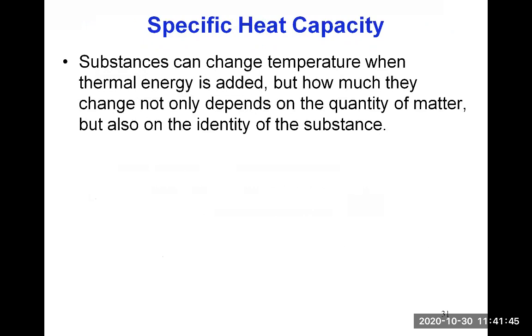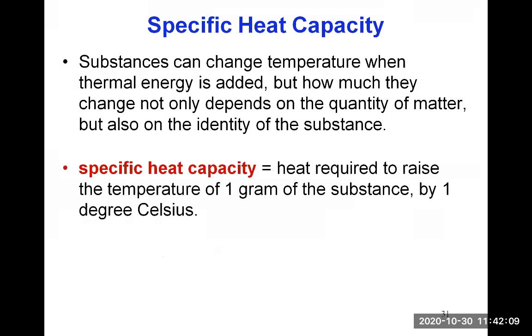Specific heat capacity. So substances can change temperature when thermal energy is added, but how much they change not only depends on the quantity of matter, so the mass, but also on the identity of the substance. So depending on what matter you have, it will not increase as fast with the same amount of energy. And so to define that, we have what we call the specific heat capacity, because this is the heat required to raise the temperature of 1 gram of a substance by 1 degree Celsius.